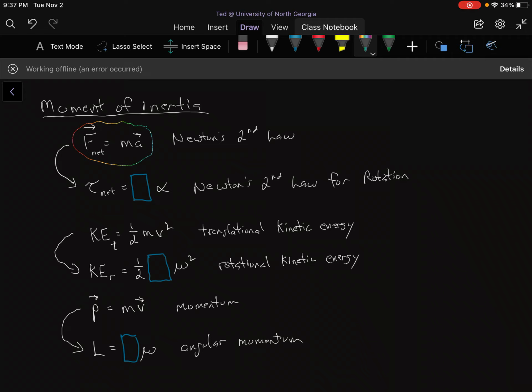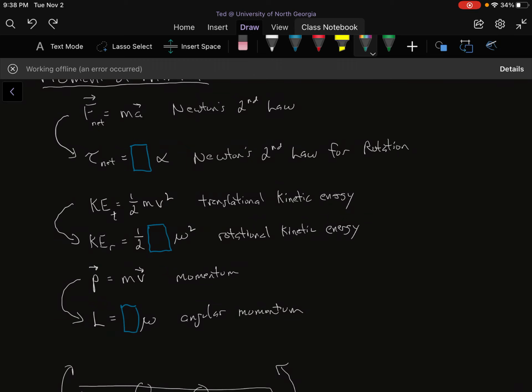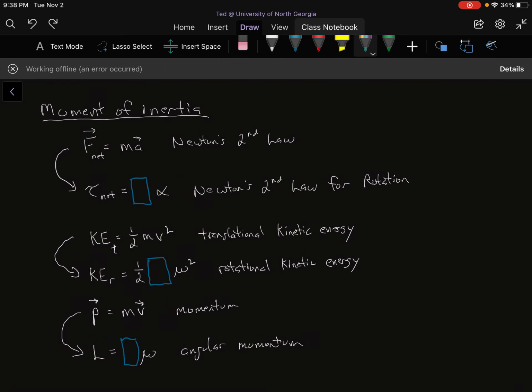Okay, and recently we've learned that torque causes angular acceleration, but we need something to put in here to be the rotational equivalent of mass, right? We've got mass up here in this equation. We need a rotational equivalent. So I just put it there as a blue box.